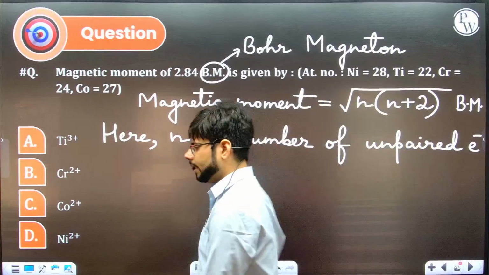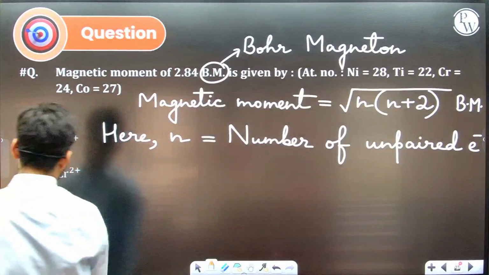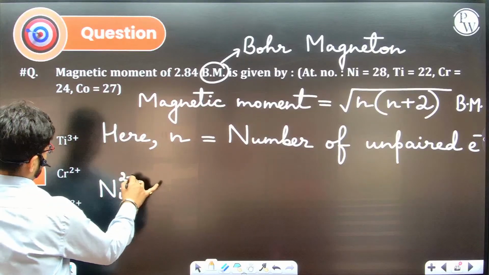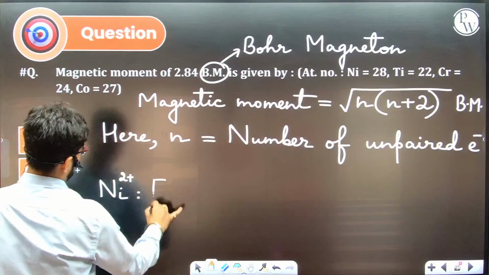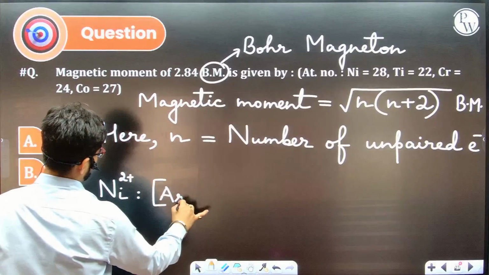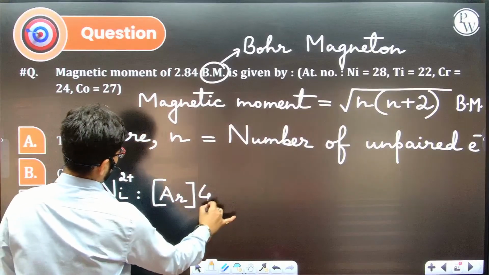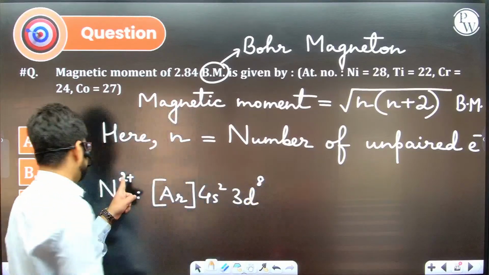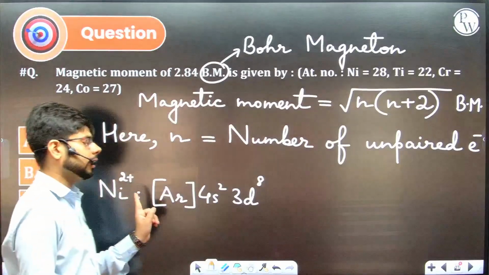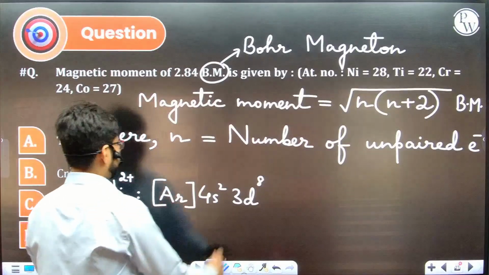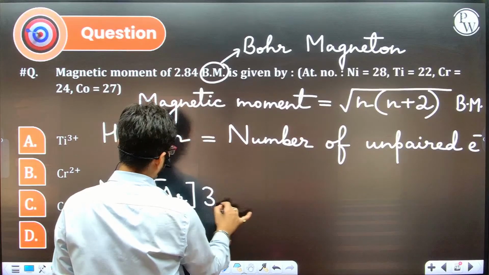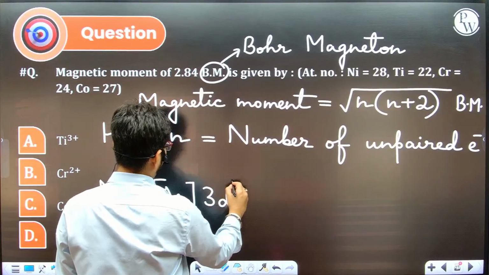E minus means electrons. Let's find out for Ni2+. Atomic number of nickel is 28. So this will be the electronic configuration of nickel atom, but we need Ni2+. We don't need nickel atom, we need nickel ion. So let's remove 2 electrons. If I remove 2 electrons from 4s, then we are left with this.